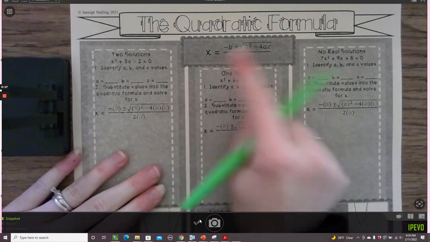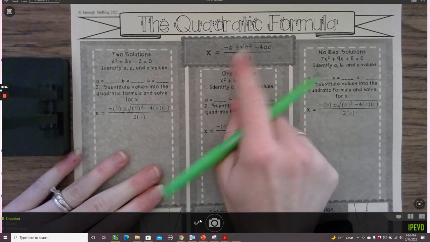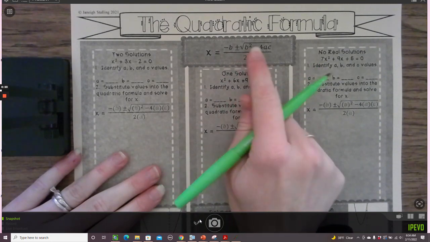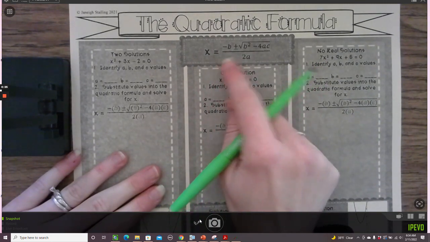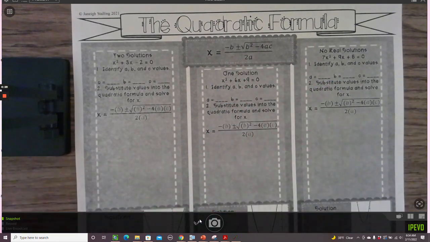It's x equals, and then we've got a fraction. So in the numerator, it's negative b plus or minus the square root of b squared minus 4ac, and then that's over, or divided by, 2a. Okay, so how we use this thing.